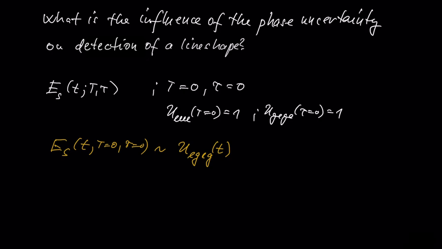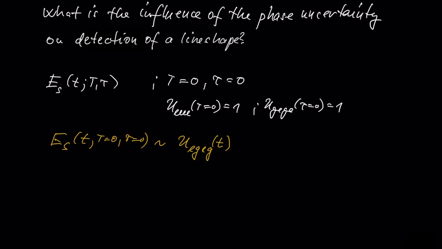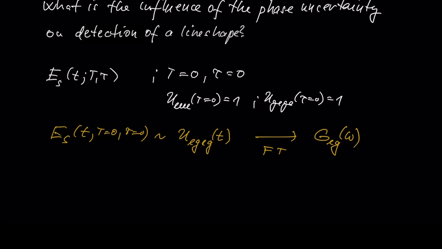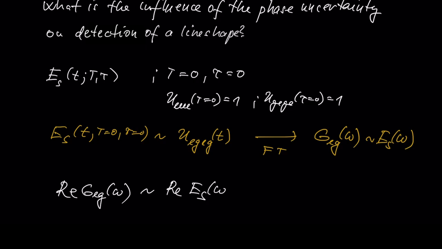If we take a Fourier transform of this, and get to GEG of omega, then if I assume that ES of t is like UEGEG, then the GE of omega is basically like ES of omega. And I will not write the rest of the arguments because they are equal to zero. So this is what we have. And if we then take the real part of GEG omega, which is basically like taking a real part of the Fourier transform of the electric field, we see that this is proportional to absorption. This is actually quite important here.